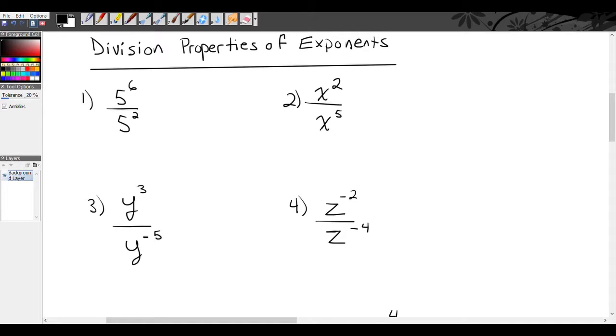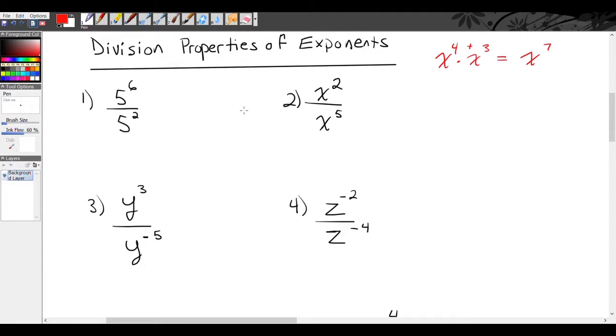Okay, let's go ahead and talk about the division properties of exponents. Okay, so we learned that when you multiply together two powers that have the same base, like x to the fourth times x to the third, you add the exponents together. So we get x to the seventh power.